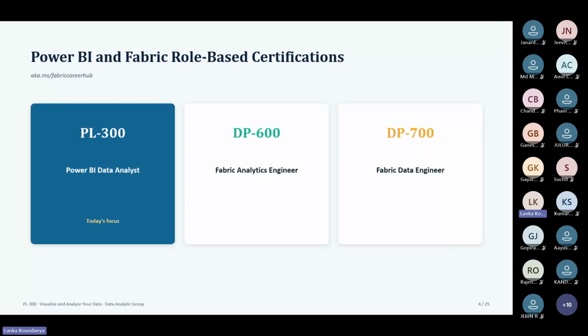DP-600 is what we covered yesterday, which is the Fabric Analytics Engineer, covering the analytics part plus Fabric. And the third is the DP-700, which completely covers the data engineering perspective. Previously it was DP-203; now it has transformed into DP-700, which covers the data engineering aspects plus Fabric. Today our major focus will be on the PL300 Power BI Data Analyst.